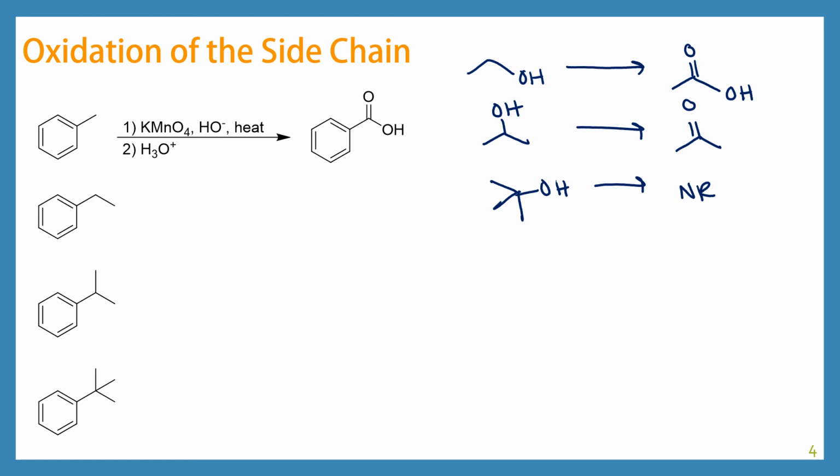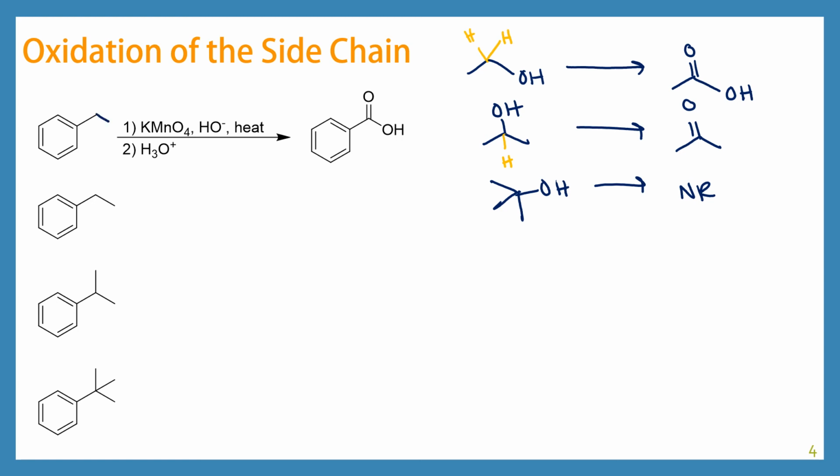And the reason that it did not react is because it did not have the necessary hydrogens on the carbon that was attached to the oxygen. So our rules actually continue to apply here when we are looking at alkyl side chains and oxidation with potassium permanganate. In this first example, we have toluene. We're reacting with potassium permanganate and we end up with benzoic acid.